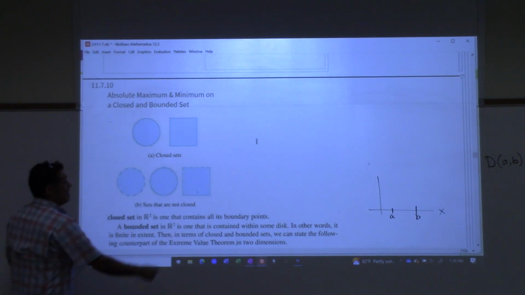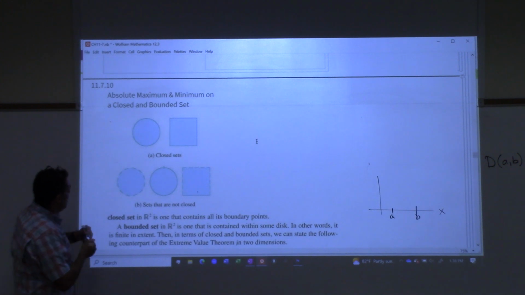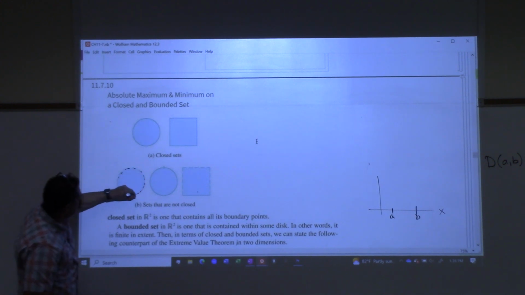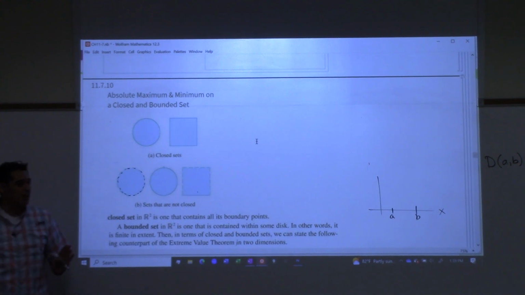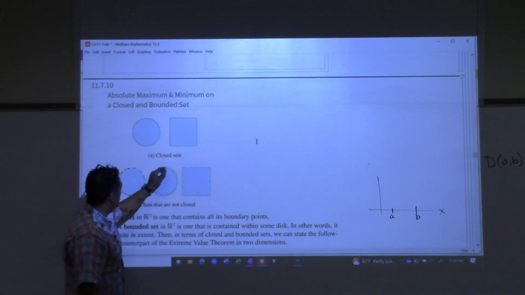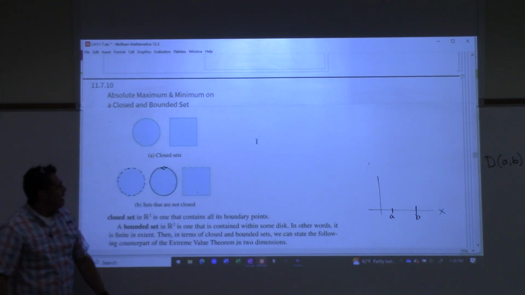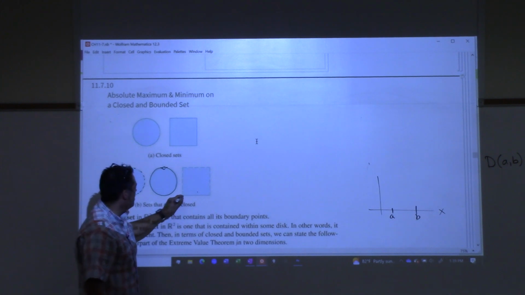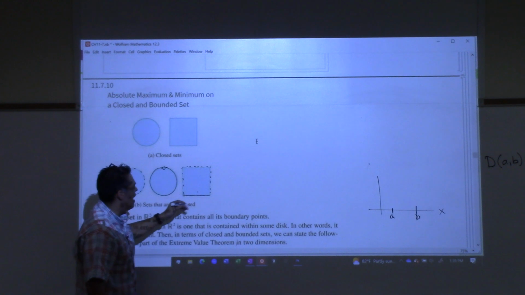Anything that is not closed, these are examples, this is dotted around the edge. So that would be like a disk that does not include the boundary. That would not be a closed set. You could have a disk where you have every point on the boundary except one. You're missing one point. That would not be a closed set. And then you could have something where part of it's closed, the other part's open, like this. That would not be closed.